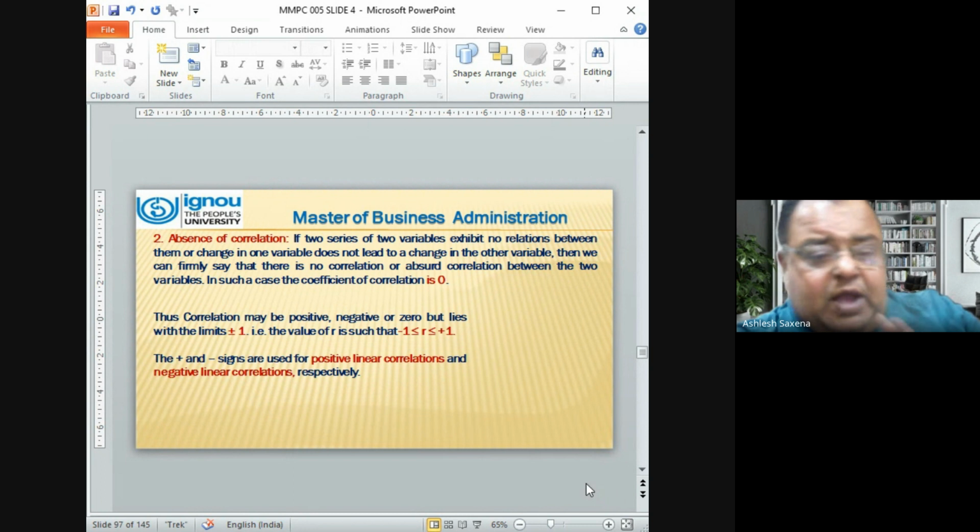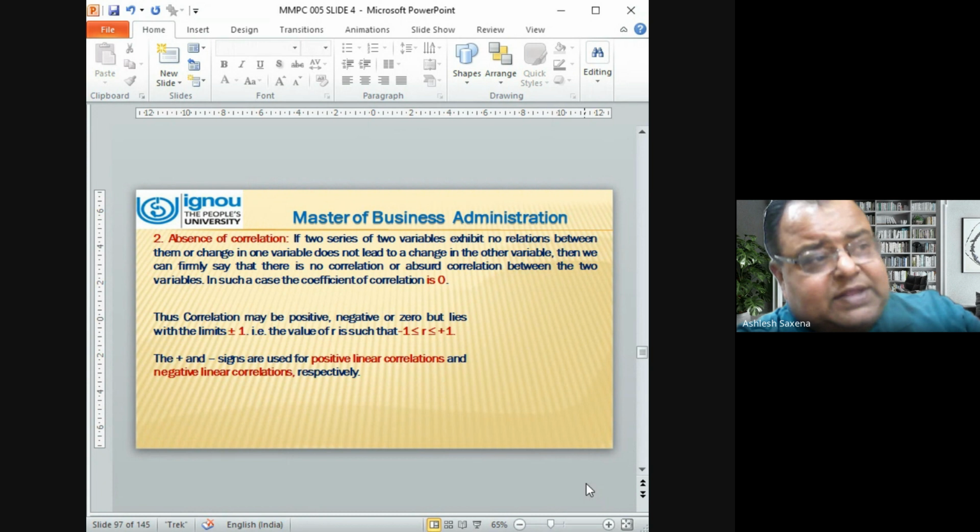Now, we have seen three values of r, that is plus 1, minus 1, and 0. That means we can say that the value of r lies between plus 1 and minus 1. Mathematically, it can be written as minus 1 less than or equal to r less than or equal to plus 1.